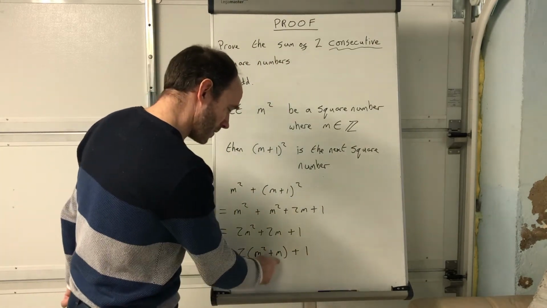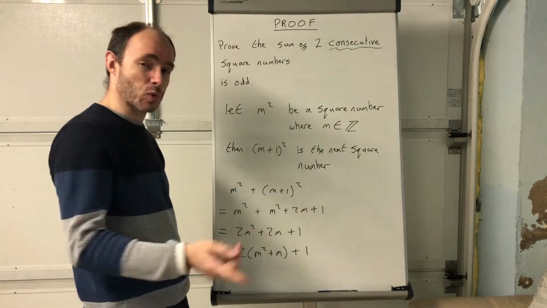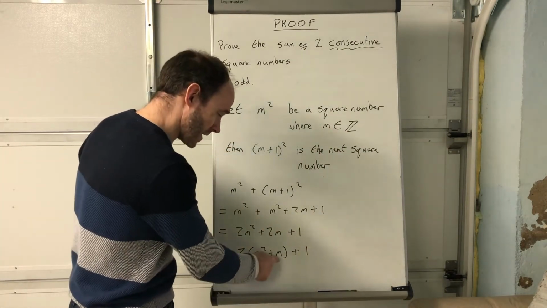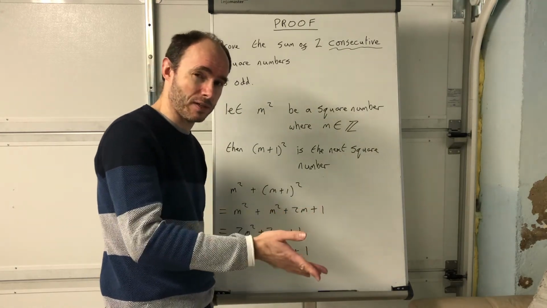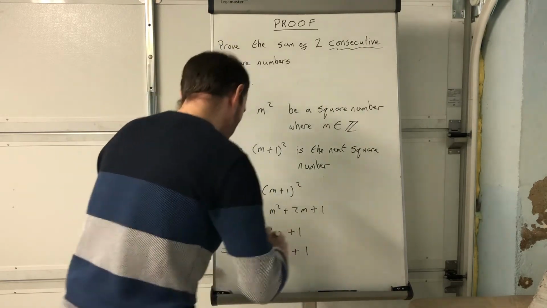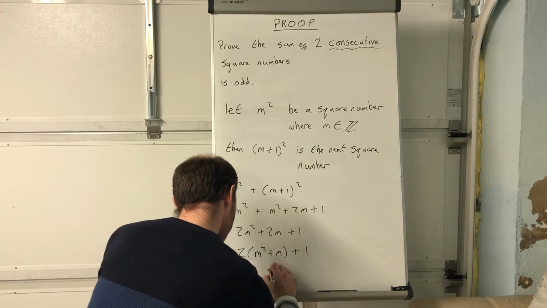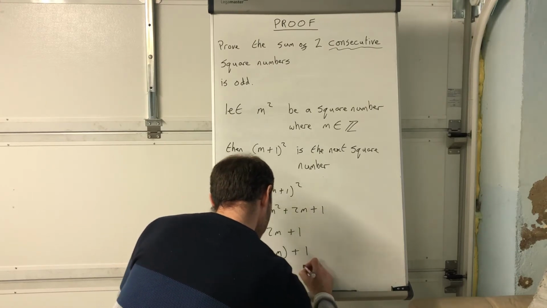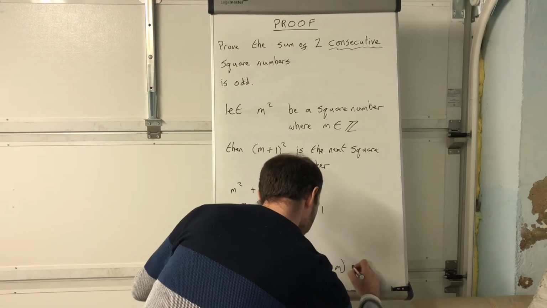Because the m squared plus m is an integer, isn't it? If m is an integer, then m squared is also an integer. Integer plus integer is an integer. 2 times an integer is how we define an even number. So you've got an even number there, plus 1. And I'm going to write is odd, since 2m squared plus m is even.